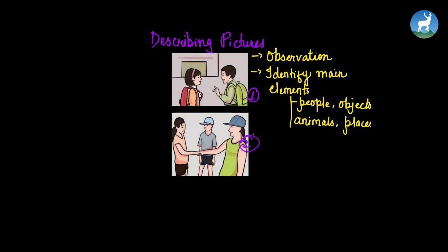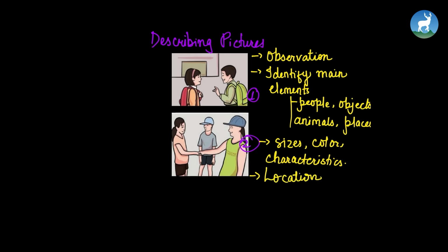So once you finish doing this, the next step would be using different types of details for describing the picture. For example, you can use sizes. In case of objects, you can use colors as well. You can also use other characteristics. Once you finish doing that, you can talk about location, if it is appropriately mentioned or shown in the picture. Now, the other thing could be actions. What is happening within the picture? You can mention those things.